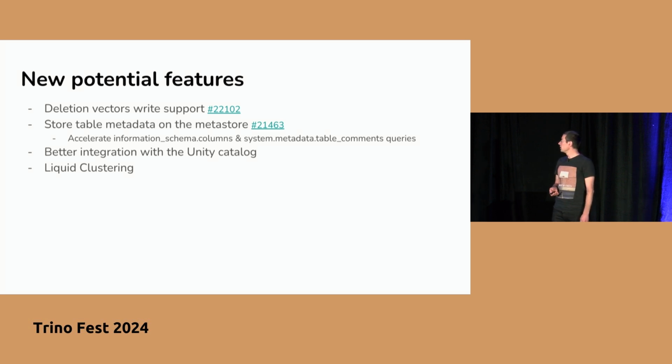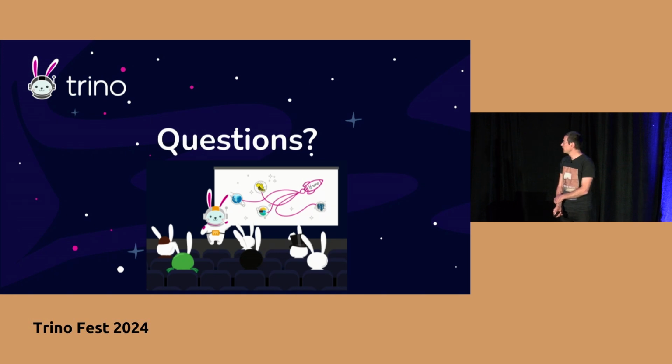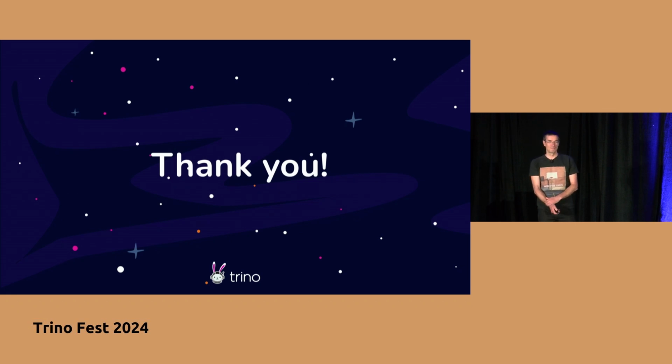We are likely going to have a better integration with Unity Catalog, which has been recently open sourced, and we are very likely planning to be able to read tables having liquid clustering. Thank you very much for your attention. I'm free for any questions.